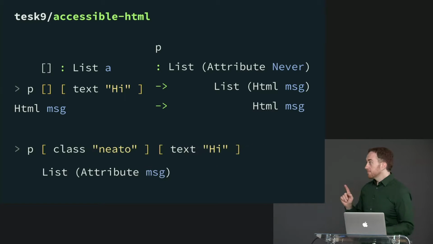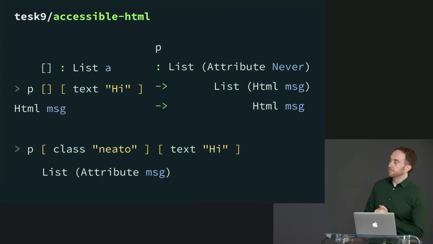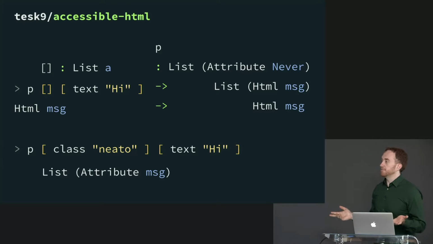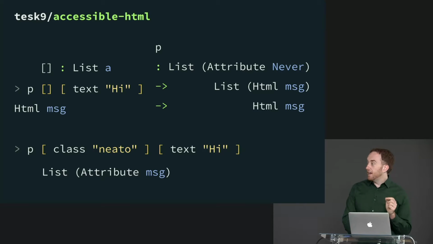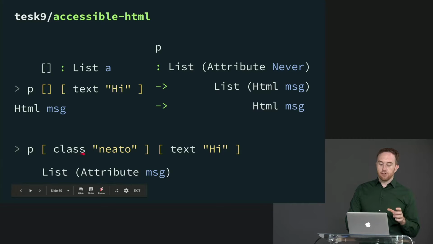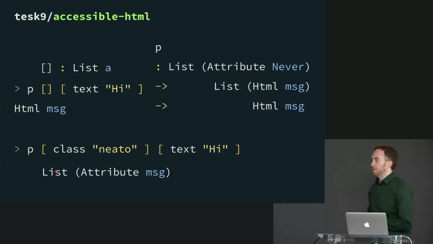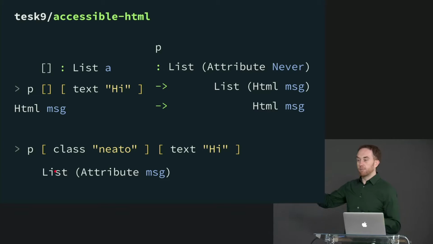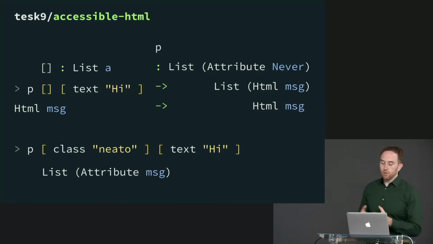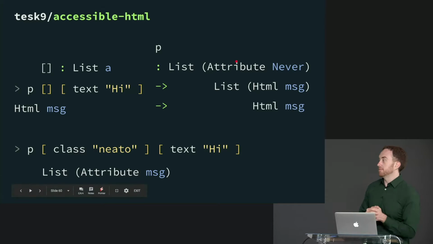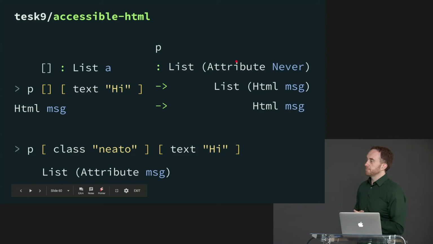However, I can still put other attributes on there. For example, I can put a class on there. Like if I want to style my paragraph, that's totally fine. Because there's a whole set of attributes which return unbound attributes. So class returns an attribute with an unbound message, which means that it produces a list of attributes with an unbound message. I could put class on there, I could put ID on there, I could put any number of accessibility attributes on there. All of those things are totally fine because they return attribute with an unbound message, which will unify with attribute never, because they'll unify with anything.